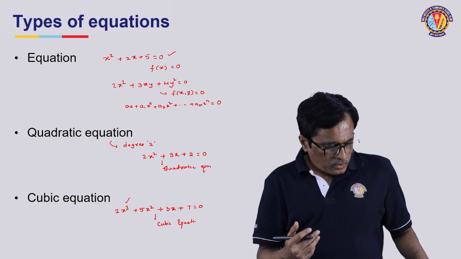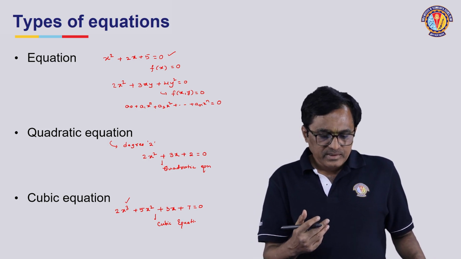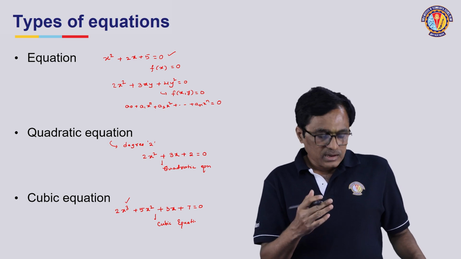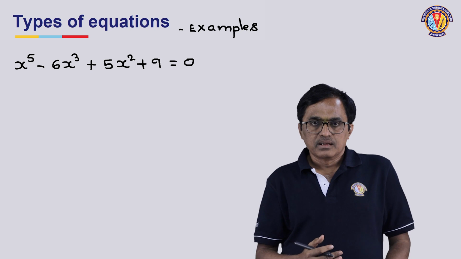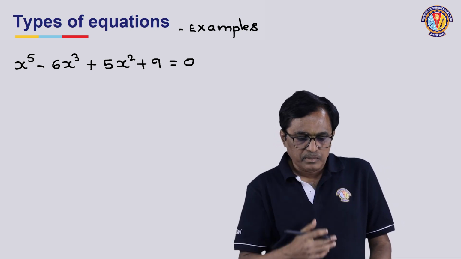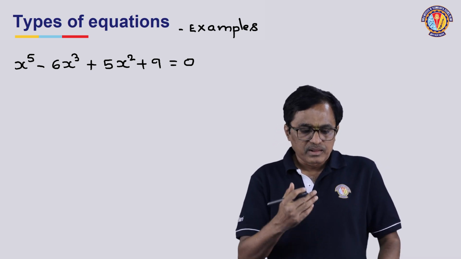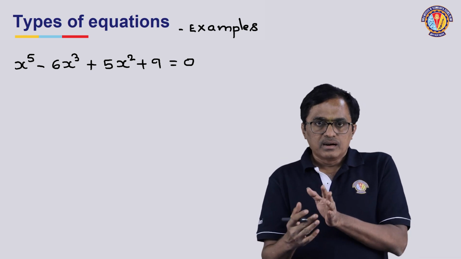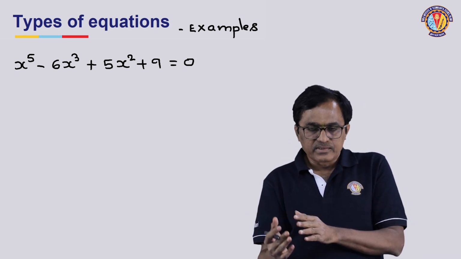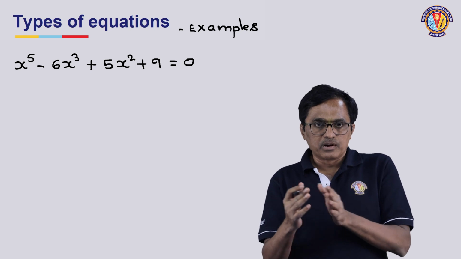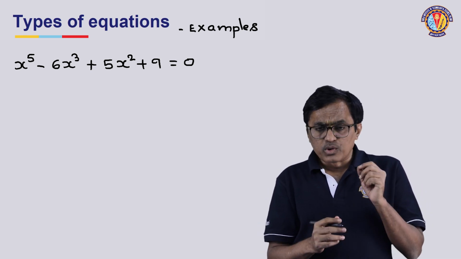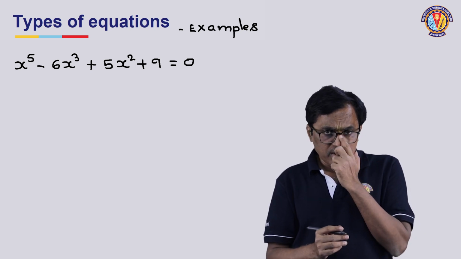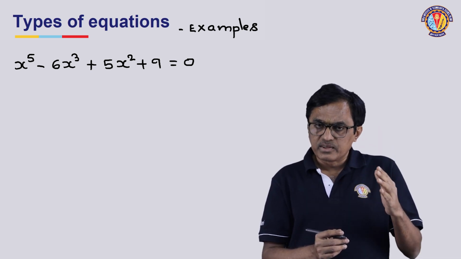So this is how we understand what is meant by an equation, and in particular what is a quadratic equation and what is a cubic equation. Now we'll take some examples and try to understand whether they are quadratic equations or cubic equations, polynomials and so on. First one if we take, what is our understanding? Is it a polynomial? If so, what is the degree of the polynomial?